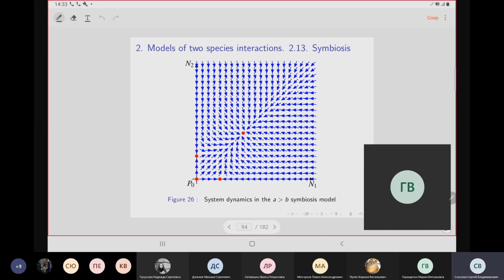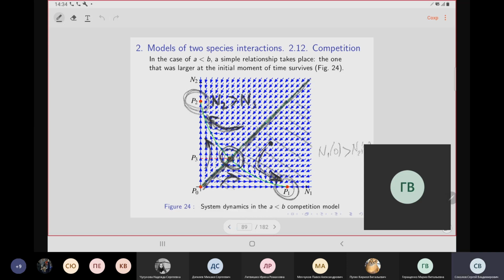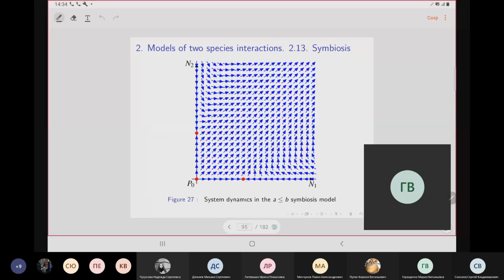We see that the coordinates of our coexistence point are bigger than the coordinates of a single population. That's quite natural. If they help each other, then when they coexist, both populations will grow. And in the competition case, the coordinates of the point P3 are always smaller than the coordinates of a single population. And the last one, the situation when all the populations are going to infinity.